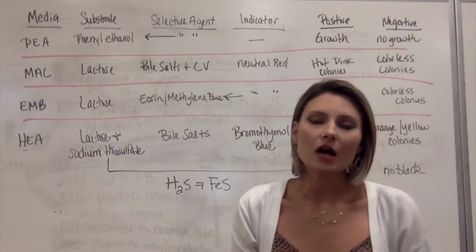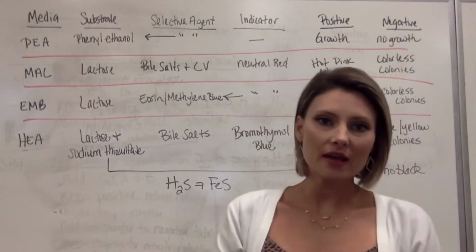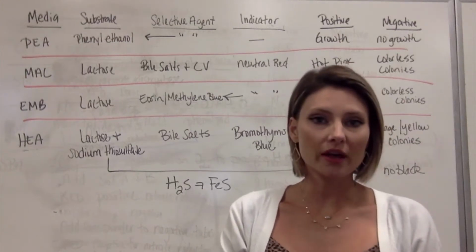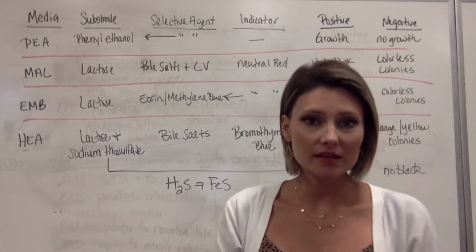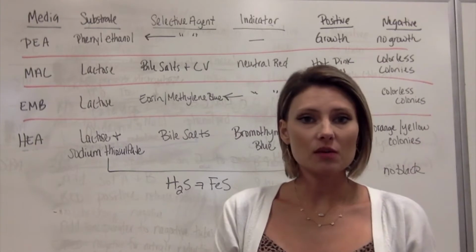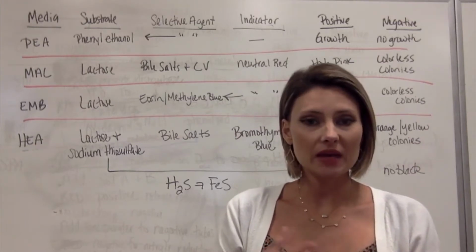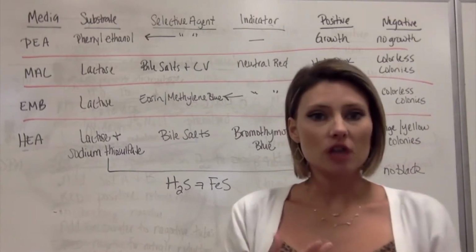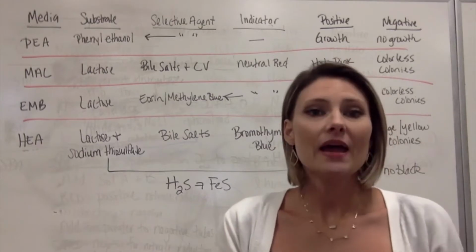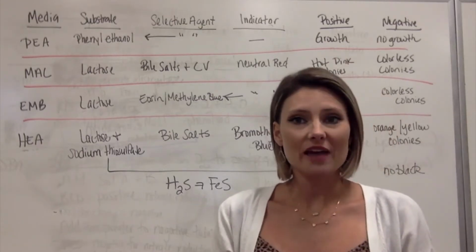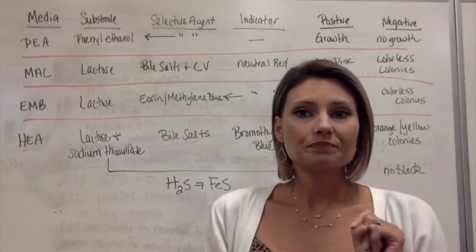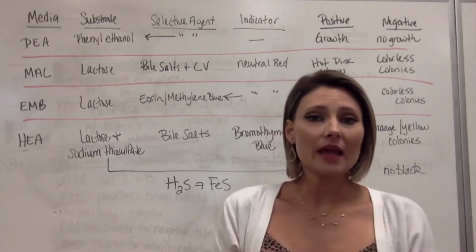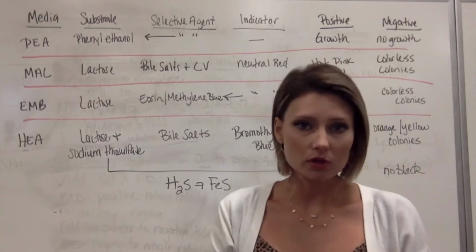Hey everybody, we are back here in the lab today and we are going to be working on our second set of selective and differential media. The first set we did were SBA, starch, gelatin, and MSA, and today we're going to do the second half of the selective differential media, which is PEA, MacConkey, EMB, and HEA. So those are the last four that we're going to do today.